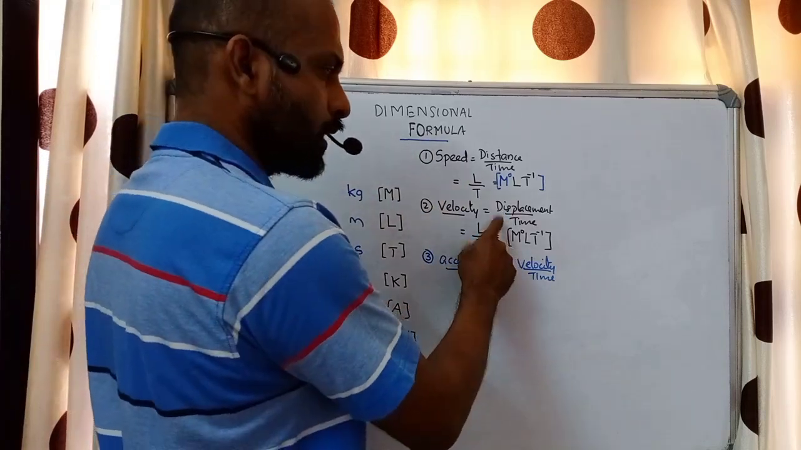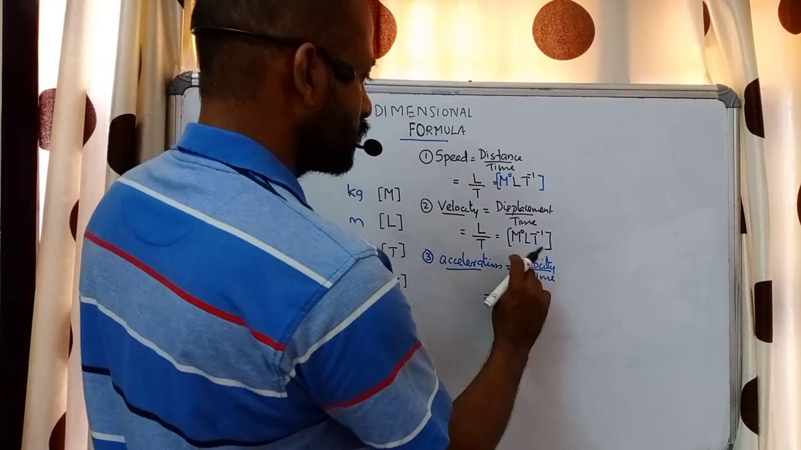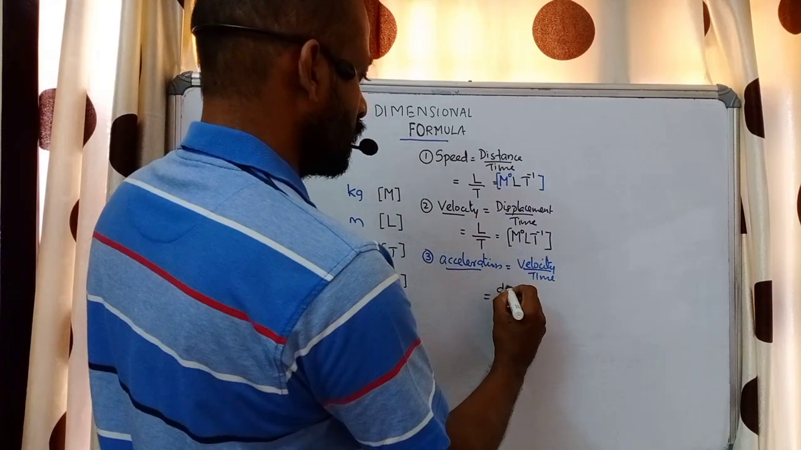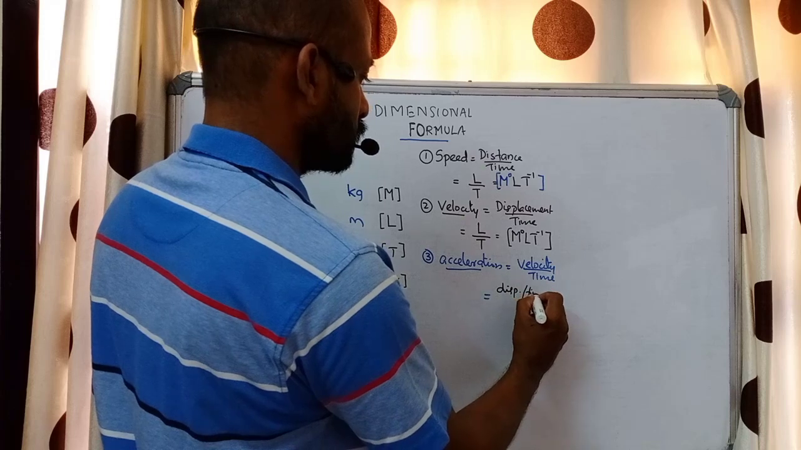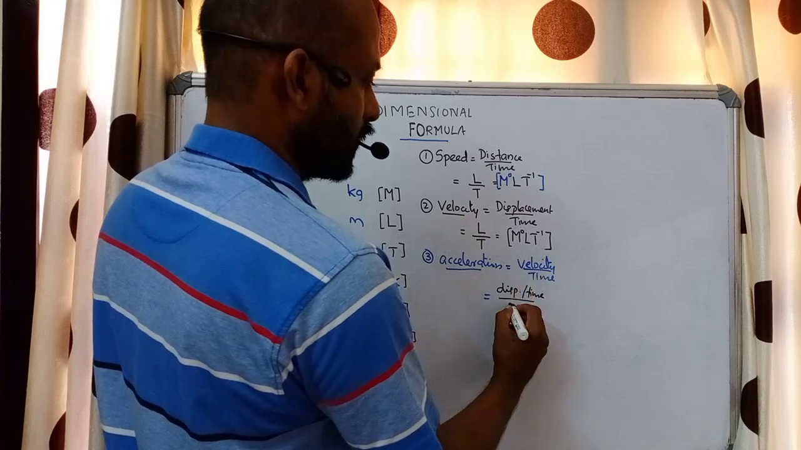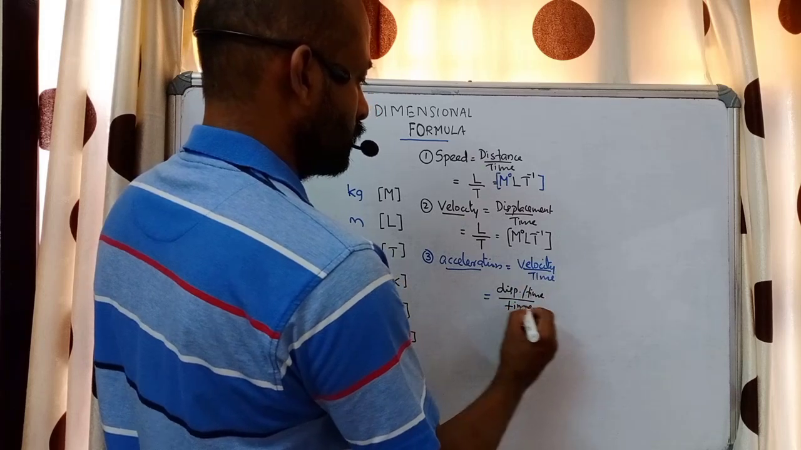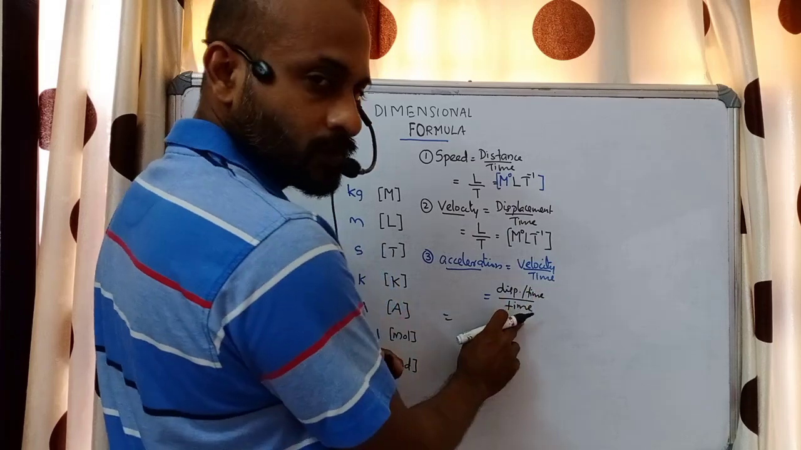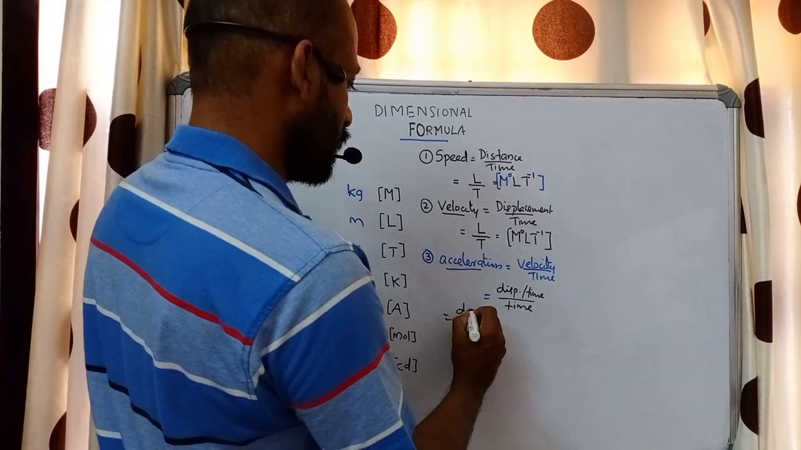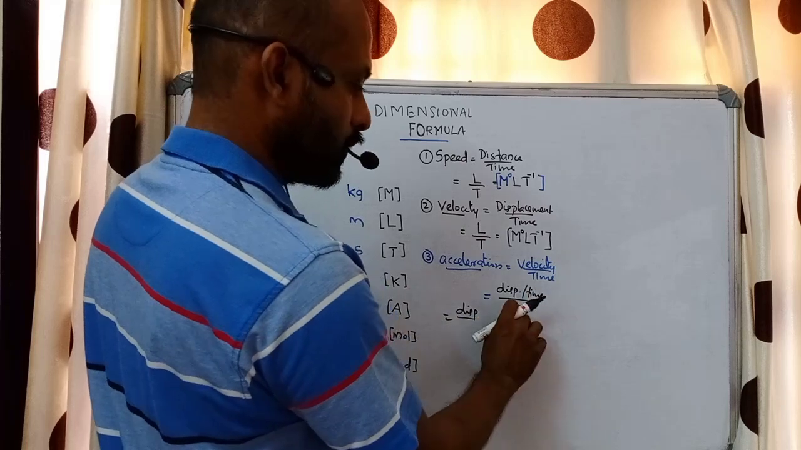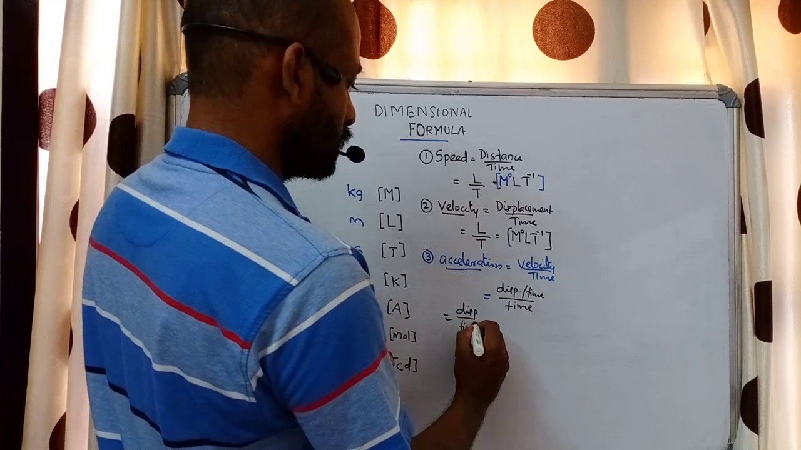Velocity is displacement by time. So write in that term. Velocity is equal to displacement divided by time. Then this time is in the denominator side. This time also comes in the denominator. How will you write? Displacement divided by time into time. It will be time square.